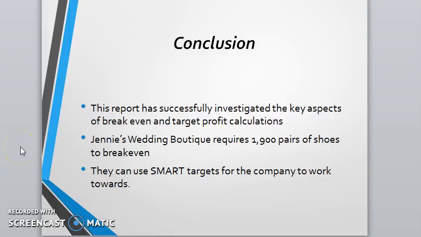So last of all, we found out that Jenny's Wedding Boutique requires 1,900 pairs of shoes to reach the target profit. They can also use SMART targets for the company to work towards.